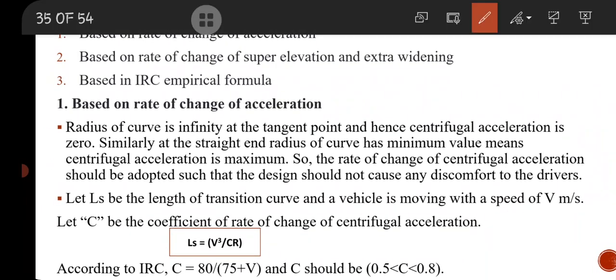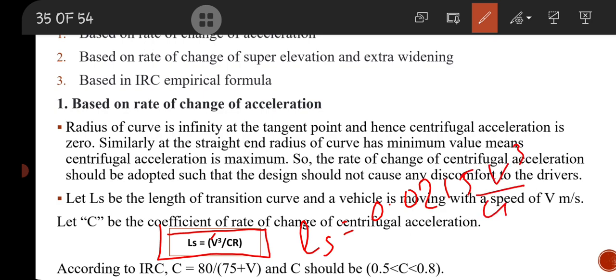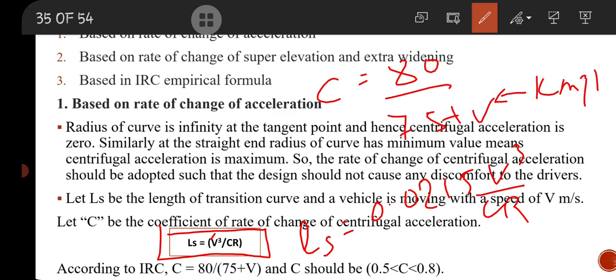So here is the first formula, based on change in centrifugal acceleration, that is Ls is equal to V cube upon C R. Here V is in meter per second. If we convert that velocity to kilometer per hour, then our formula will be 0.0215 V cube upon C R. C is your change in centrifugal acceleration. If C is not given, we can calculate it from the formula 80 by 75 plus V. Here V is in kilometer per hour.